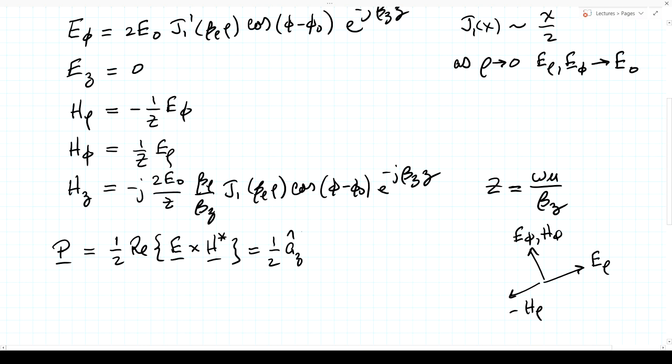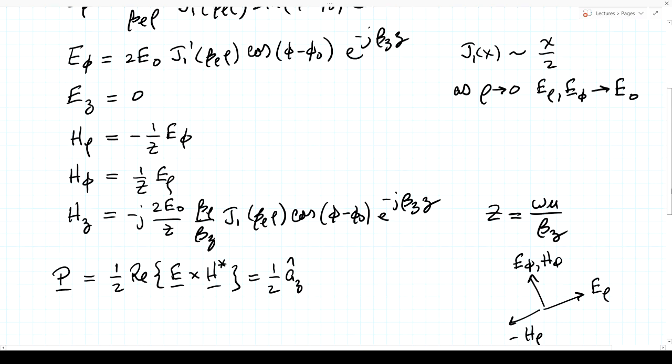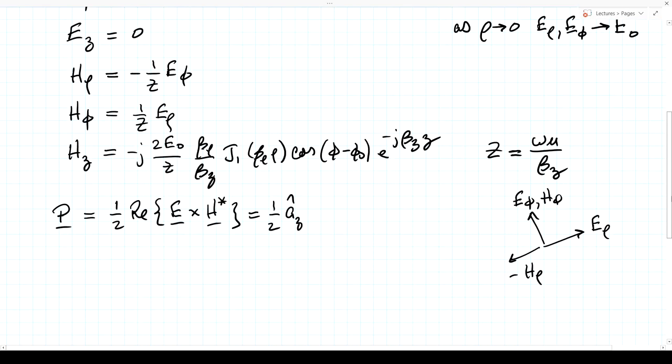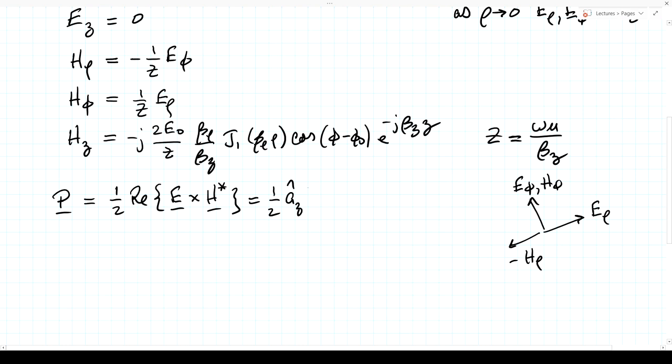And why is that? Because the way we've written these fields out, if E0 is real, then these are all real fields, and this one has a j, so it is imaginary. When you take the cross product of real and imaginary, the real part of that is zero, because it's purely imaginary. So the Hz doesn't contribute to the Poynting vector. This is the time average power flow. So this becomes one half a_z, E rho H phi minus E phi H rho, and the H's are conjugated.